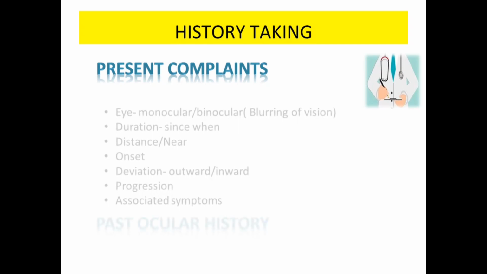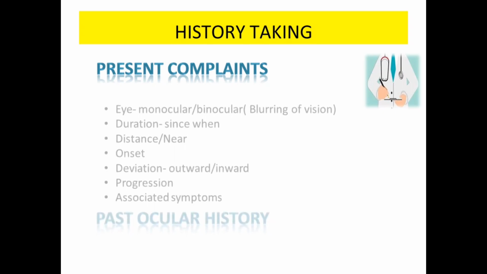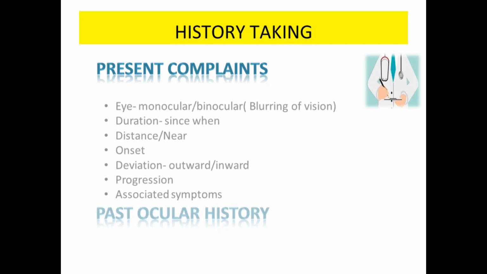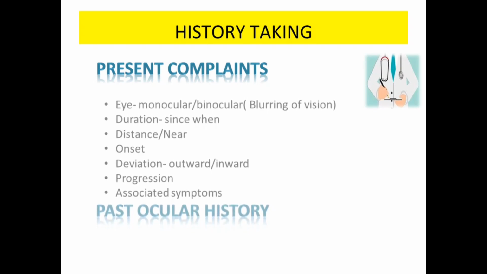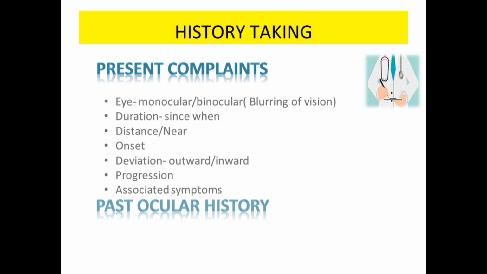So our first question is whether the blurriness of vision is monocular or binocular, and since how long you have been seeing the blurriness, and whether there is any kind of focusing problem or not. You can also ask whether the blurriness is for distance or near. Such questions you should ask the parents. Or sometimes parents bring the child because the baby's eyes are deviating.